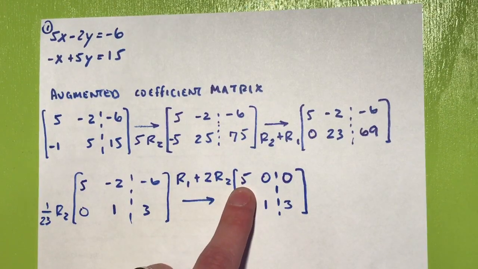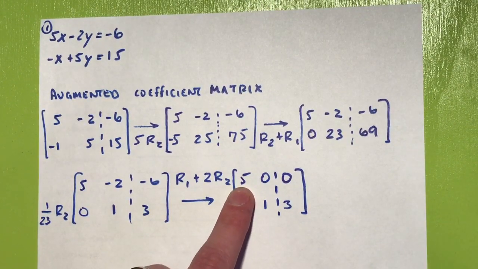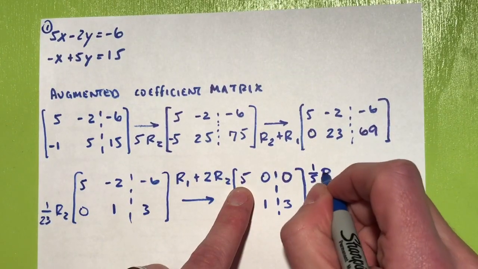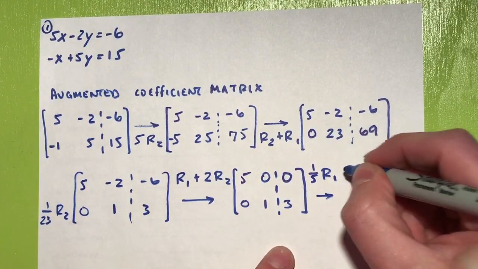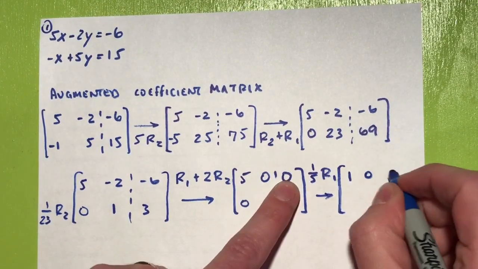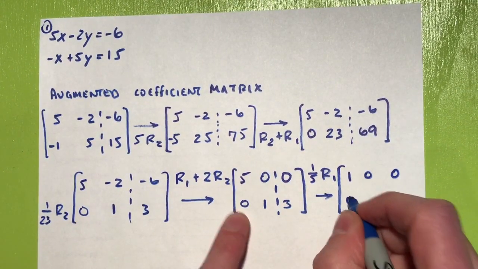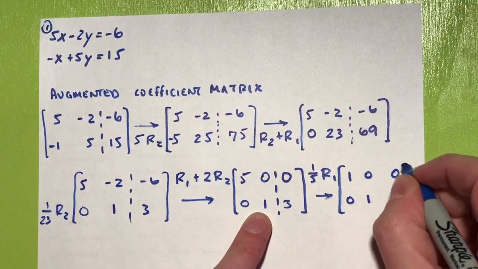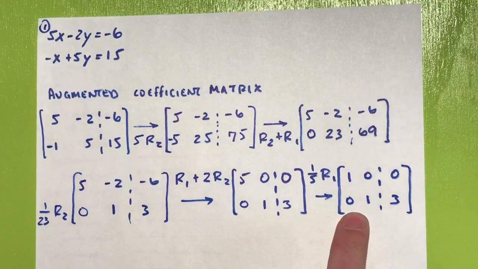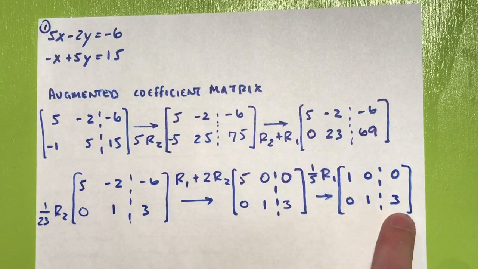We need to make this a 1. So one more step. I'm going to multiply the top row by 1/5. So 1/5 times row 1. That's going to give us 1, 0, 0. Second row is 0, 1, 3. And we've turned this into our identity matrix followed by our solution set.